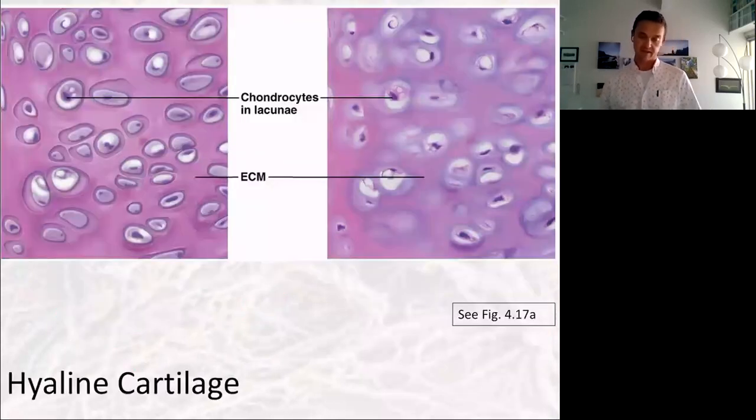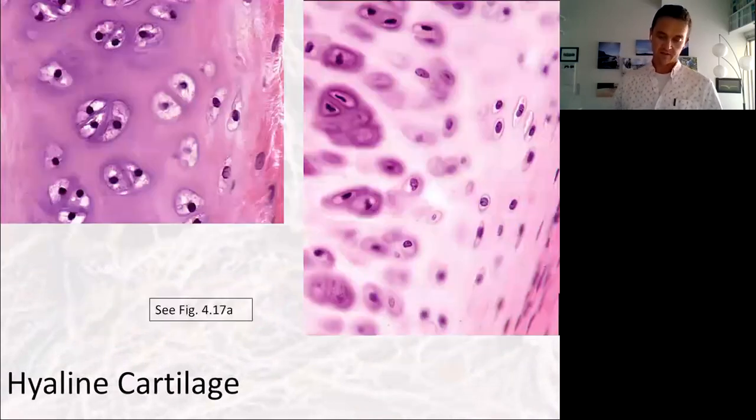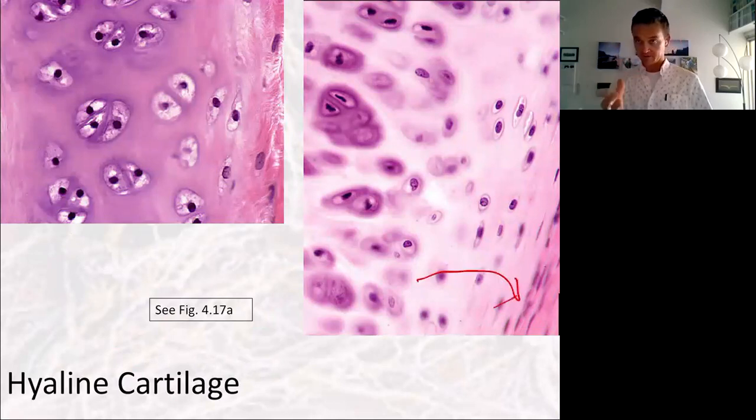Here's what it looks like. We can see that kind of smooth, almost transparent looking ground substance or extracellular matrix, and then those chondrocytes and lacuna. And you can see that here. See the space around the cell? That's the lacuna. Okay, you can see hyaline cartilage there. Again, you can see this one's kind of wrapping around a curve in a bone.